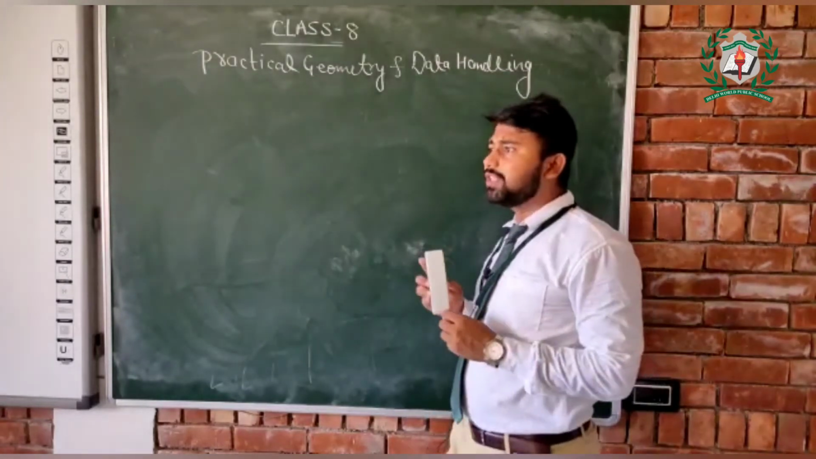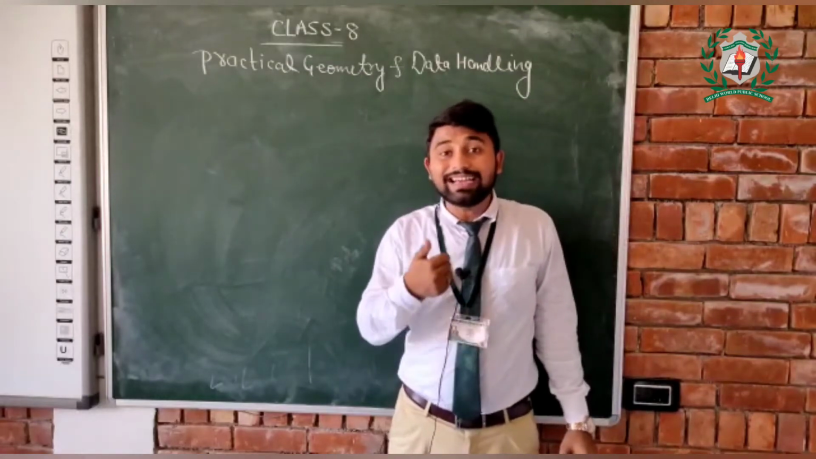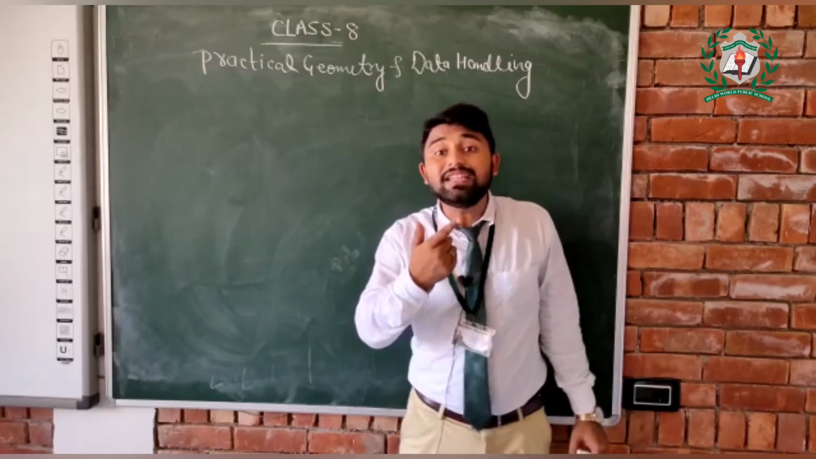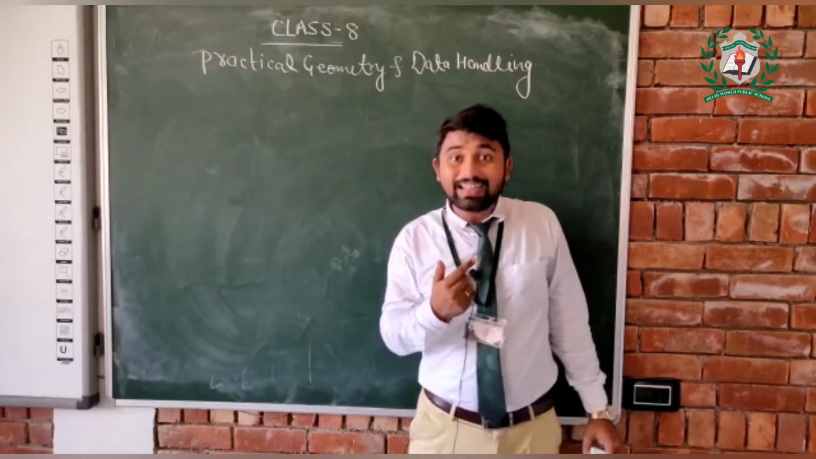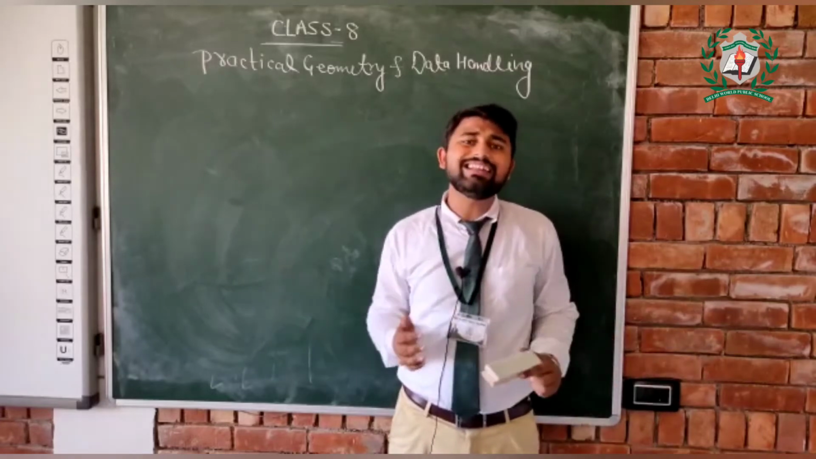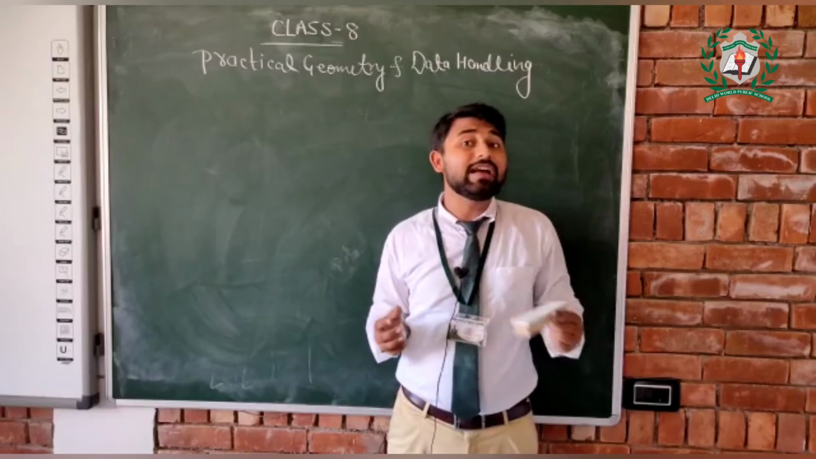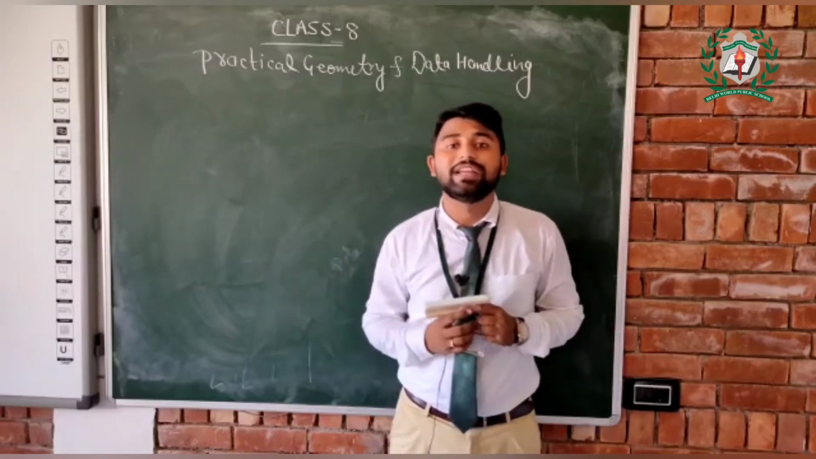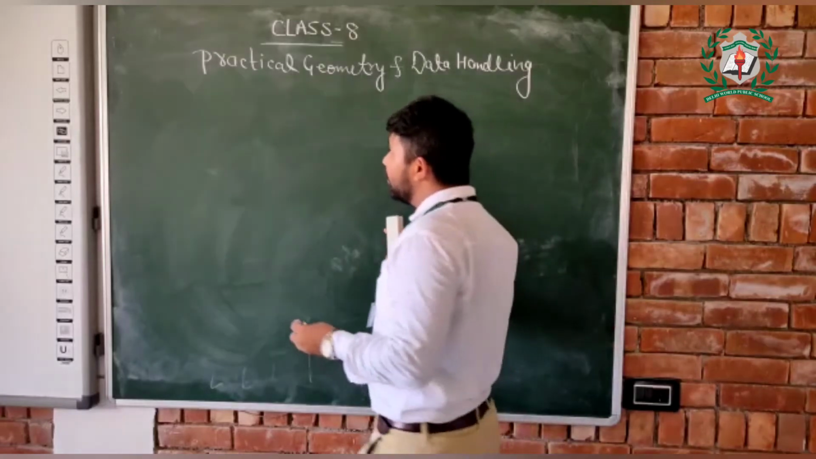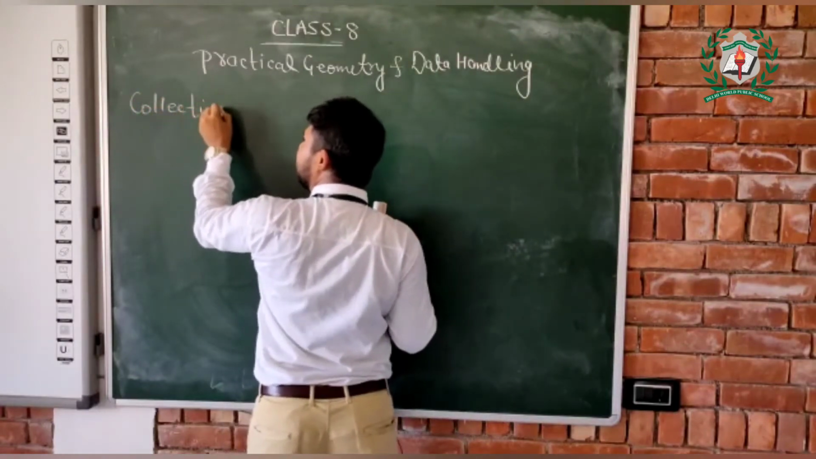How many types of questions can be made from data handling? There are two types. First one is collecting the data. Second one is arranging the data, that is, how to represent the data. After collecting the data, if you want to represent it, there will be different ways of representing any kind of data. So first is collecting the data.